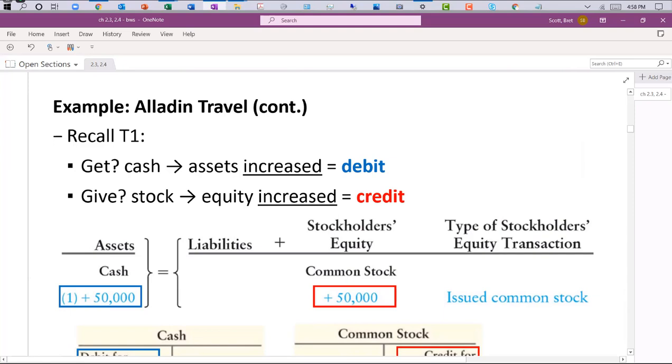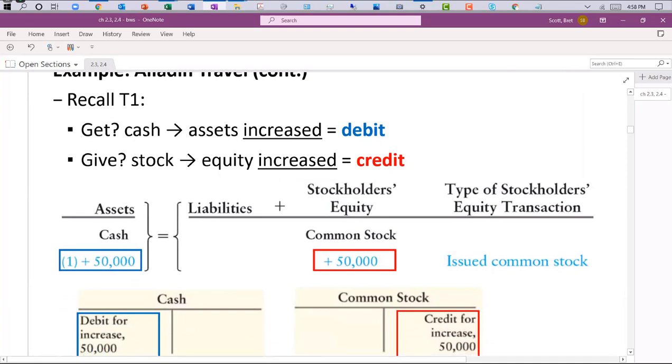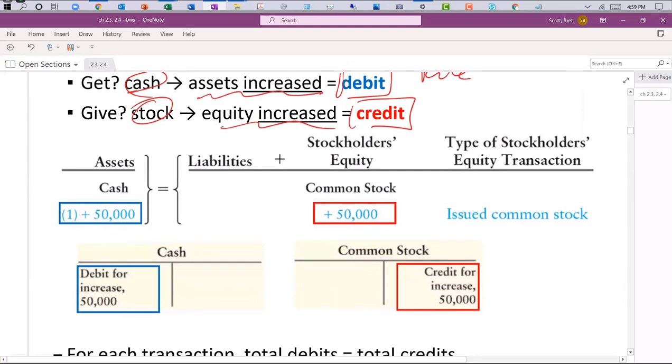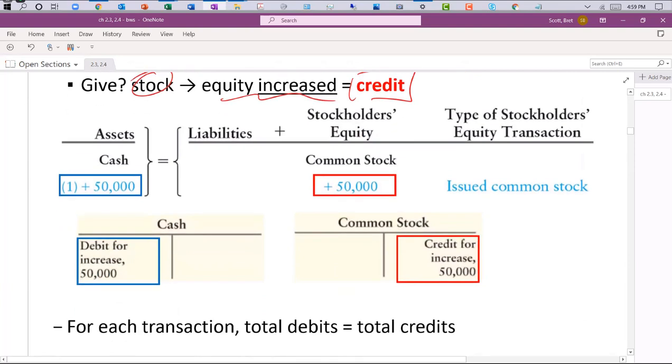Let's take a look at the transactions we explored from the last class. Recall from transaction one, we got cash by issuing stock. Assets increase. If an asset increases, the rule is that we must debit that specific asset account. If it's an equity account that increases, the rule is we must credit that equity account. They're just rules. I recommend writing them out someplace so they're easy to refer to when you're doing your homework.